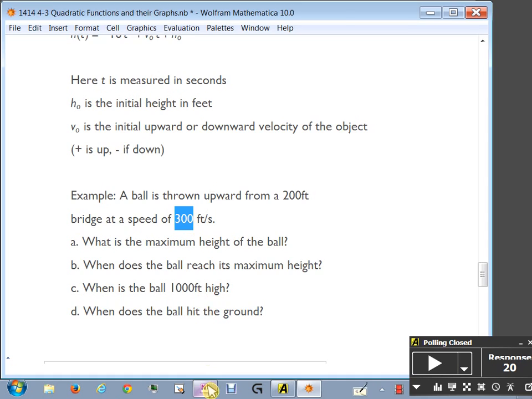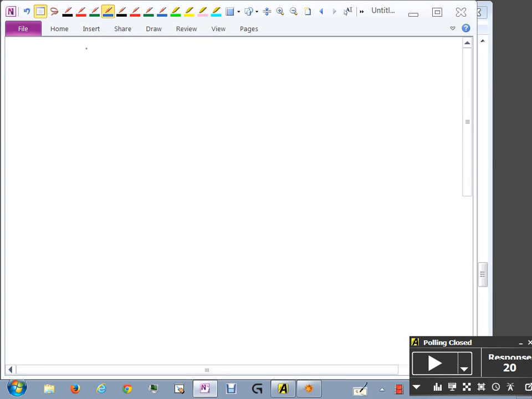Okay, let me write down the function. I'm going to write it the way it appears there. H of t is negative 16 t squared. That will always be negative 16 t squared as long as you're on Earth, plus 300 t plus 200. And what I'm very much interested in is the vertex, right? I need H, K. So let me find the vertex. Notice I'm not asking you to graph this, right? I want to know this information.